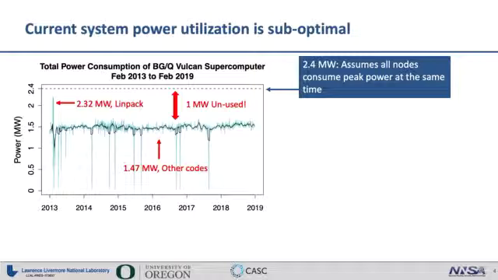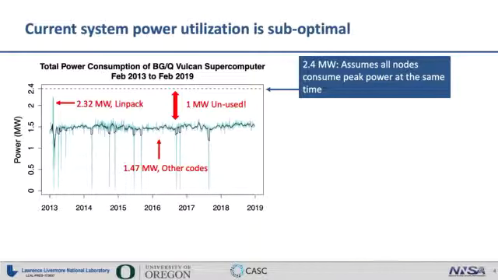One of the first steps we do when we receive a new machine is run our highly optimized benchmark known as LINPACK to stress test the system, and we see that this application comes very, very close to the 2.4 megawatts that the system was provisioned for. And once we hand control over to our other simulation codes, they are only able to achieve roughly 1.5 megawatts of power, or roughly 60% of the provisioned power.